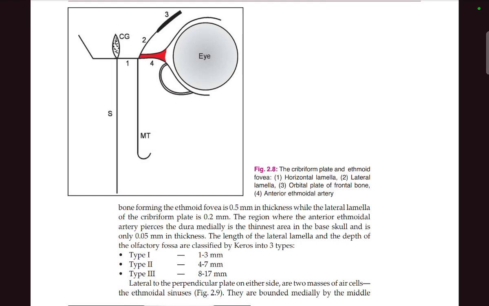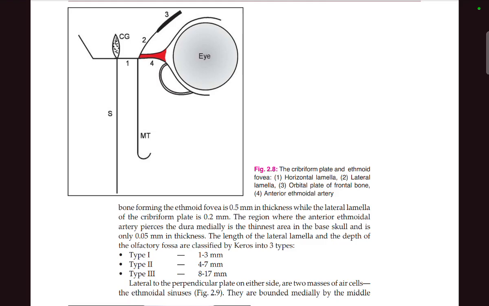Lateral to the perpendicular plate on either side are the two masses of air cells, the ethmoidal sinuses, the cribriform plate, and the ethmoid fovea. 1. Horizontal lamella. 2. Lateral lamella. 3. Orbital plate of frontal bone. 4. Anterior ethmoidal artery.